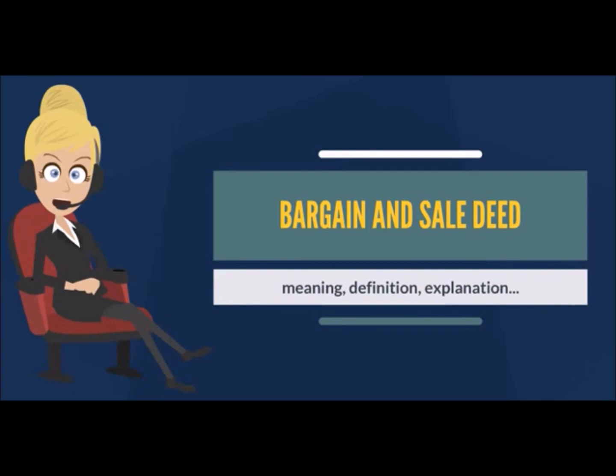Some states require a specific form to be used. Some states also allow a grantor or seller to add warranties. In such case, it may be called a bargain and sale with covenants deed.